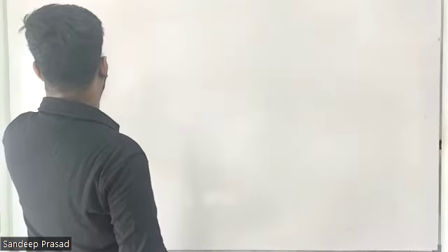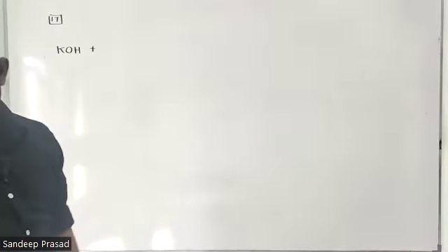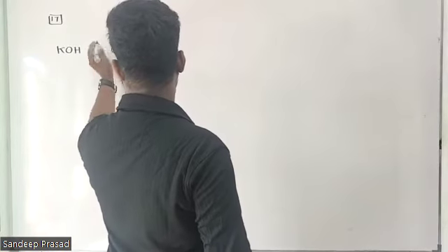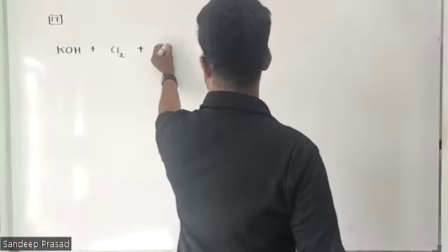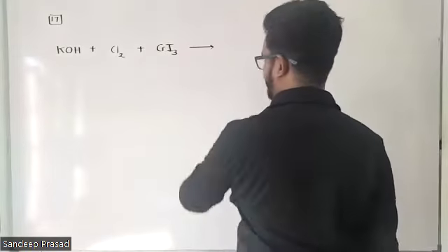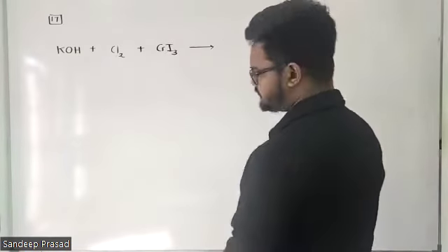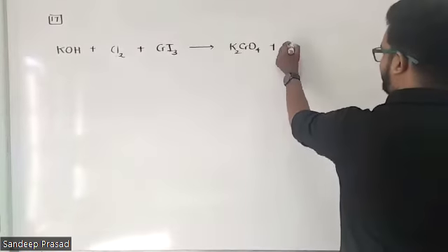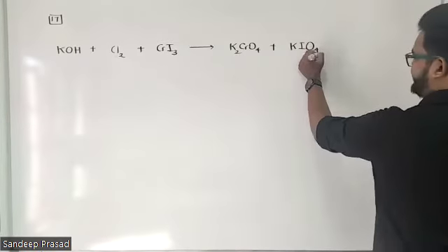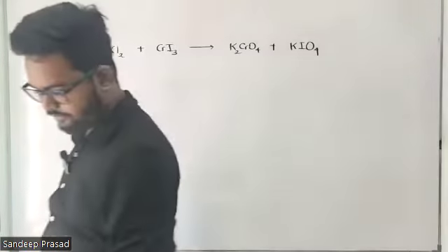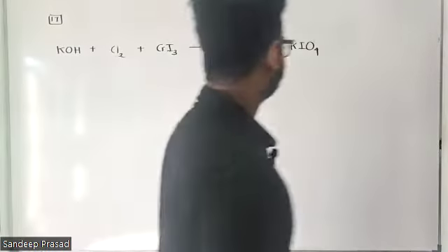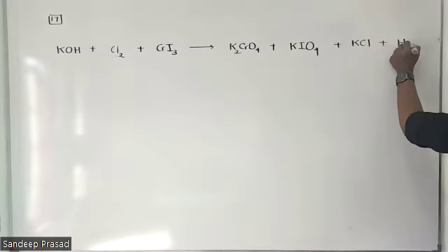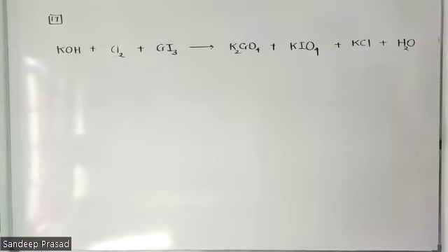Potassium hydroxide is reacting with chlorine, Cl2, and CrI3, chromic iodide. So they are producing potassium chromate K2CrO4, then potassium periodate KIO4, KCl, and water. Right. So let's do the balancing part.